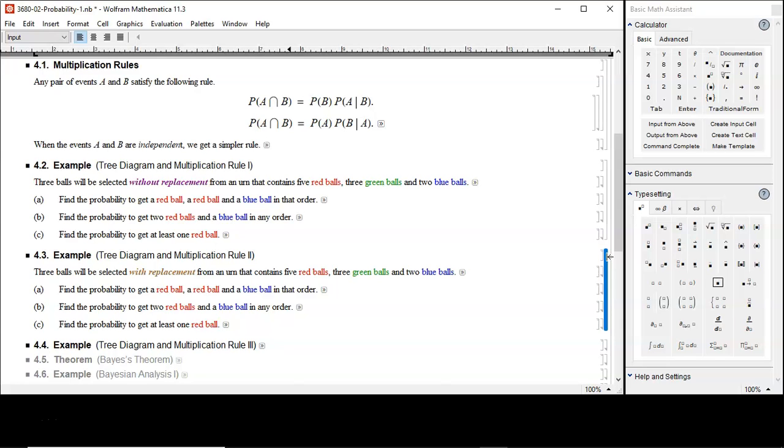3 balls will be selected with replacement this time from an urn that contains 5 red balls, 3 green balls, and 2 blue balls. The only difference between the previous example and this next example is without versus with replacement. What happens with replacement? Select a ball and look at the color, record it, put it back in, reshuffle it, and then take it again.